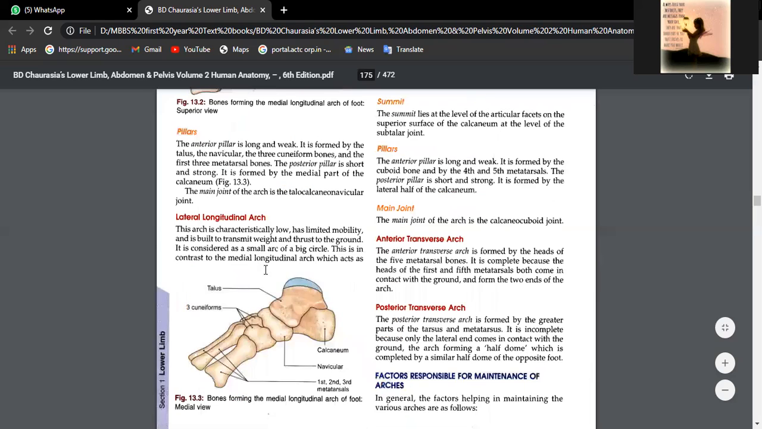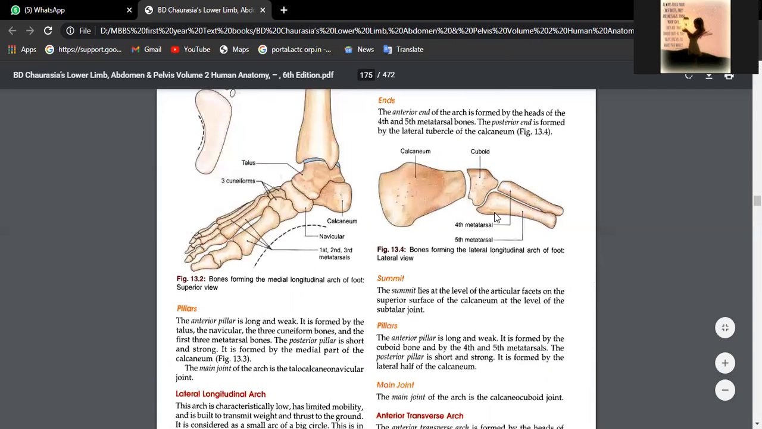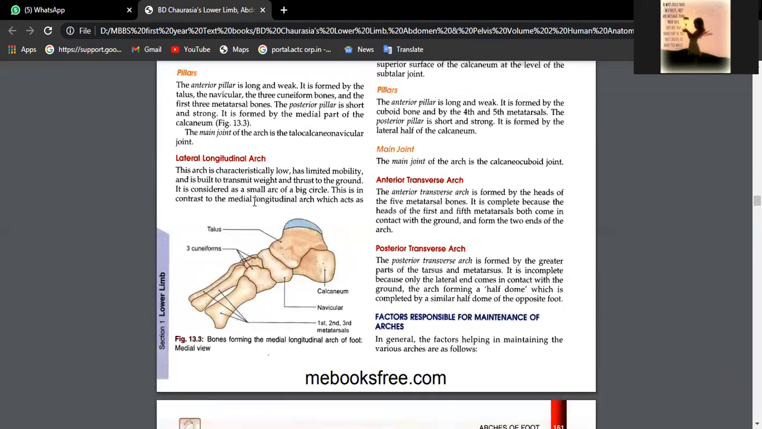After that, we have the lateral longitudinal arch. See, the lateral longitudinal arch is characteristically low. That means, compared with the medial, we do not have such great archness. See, the medial one and this lateral one. The lateral is comparatively shallow. It's not so highly arched. Here the bones you can see are calcaneum, cuboid, and the fourth and fifth metatarsal bones. The lateral longitudinal arch is characteristically low and it doesn't have so much mobility. It transmits the weight of the body to the ground, so it is a small arch of a big circle.